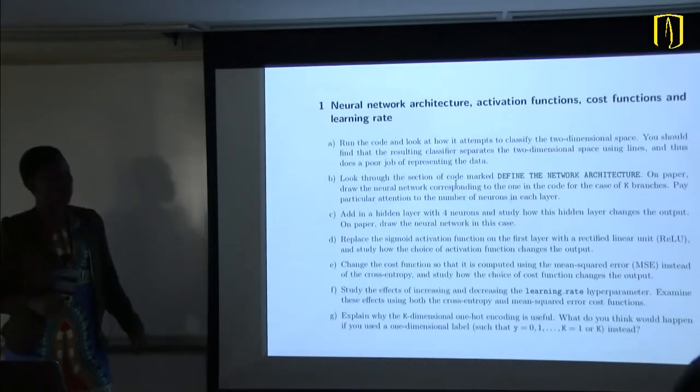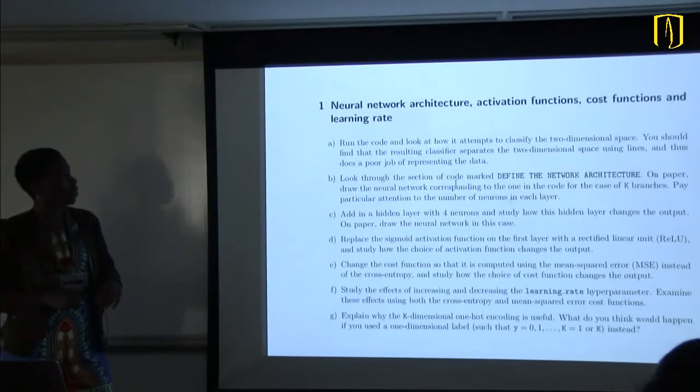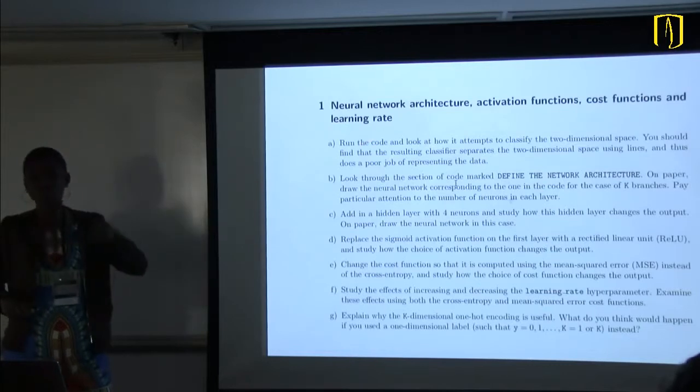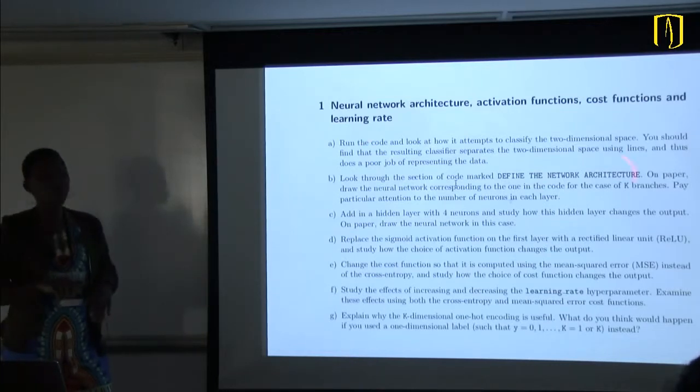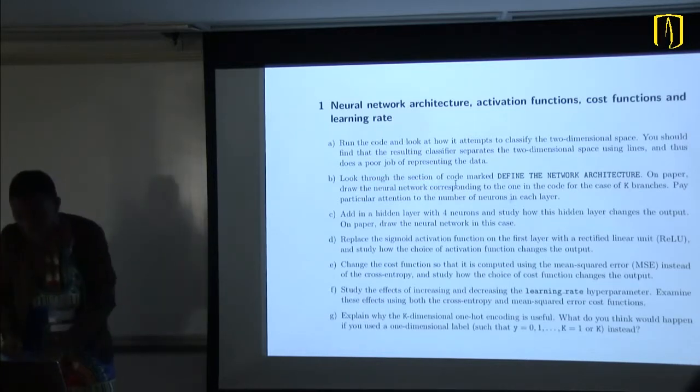And this has to do with the learning rate. It has to do with basically the activation function that you are using, right? So I just ran the code for you to have an idea of what is happening. And then you need to read through the code to understand which kind of architecture we are using. I just told you that we are using a feed-forward neural network, but I didn't tell you exactly how many hidden layers there are. So you need to read the code and understand what the architecture of the neural network is.